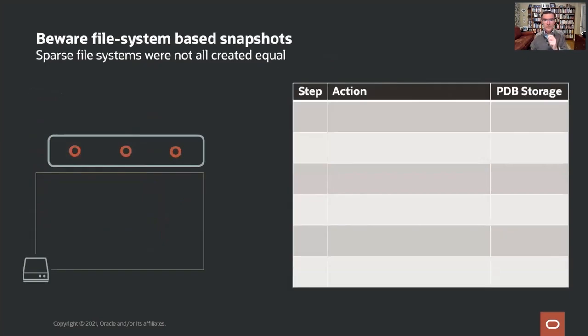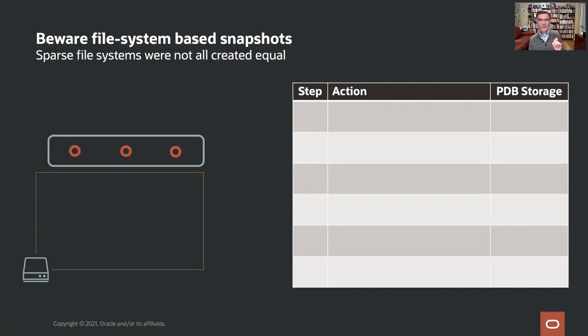Now, a seemingly subtle example here is whether the snapshot is taken at the file system level or at the file level. So first, let's consider a file system-based snapshot. So here we've got a single file system for an entire CDB. And here we're going to walk through some typical lifecycle operations. So as I do so, pay attention to this column on the right-hand side here that shows the aggregate storage assigned to PDBs in this CDB.